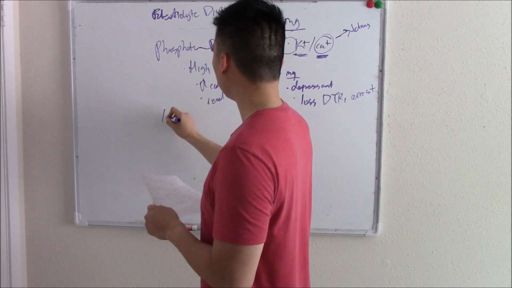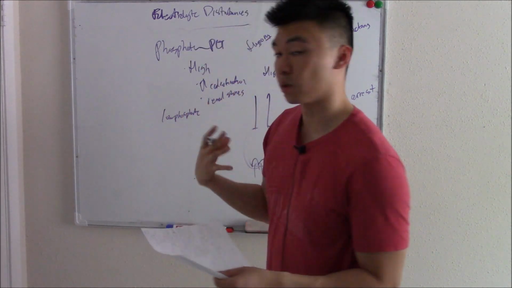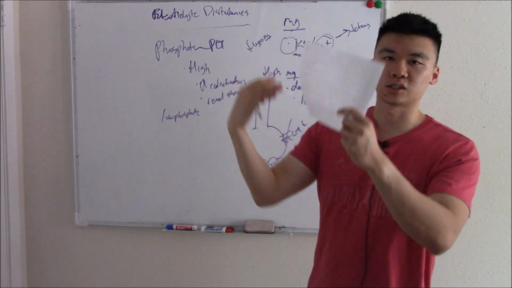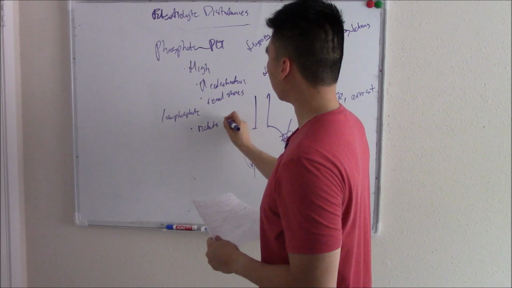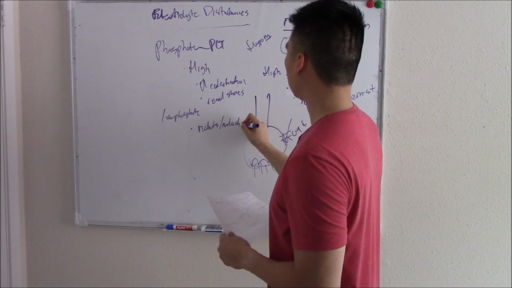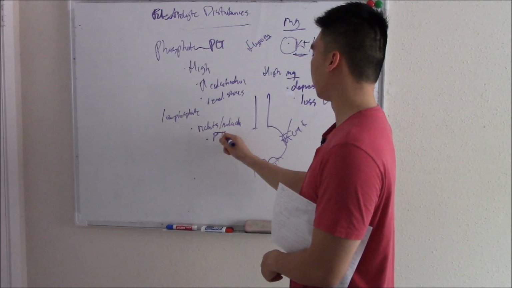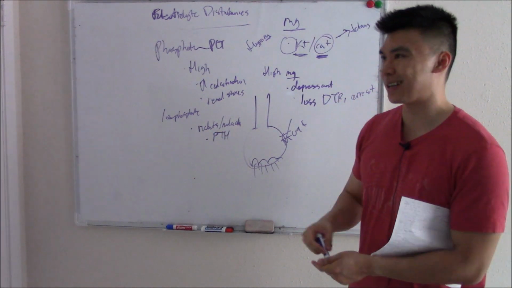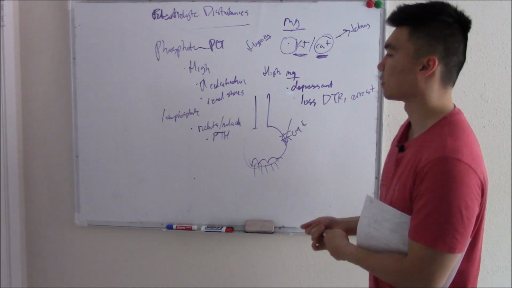If you have low phosphate, you can imagine that's not good. You're not able to make bones, so you have to have a fine balance. You get rickets, you get osteomalacia. One of the most common causes of low phosphate in your body is inappropriate PTH. That's your parathyroid hormone, but a lot of people just refer to it as the phosphate trashing hormone because it just makes you pee out all this phosphate.